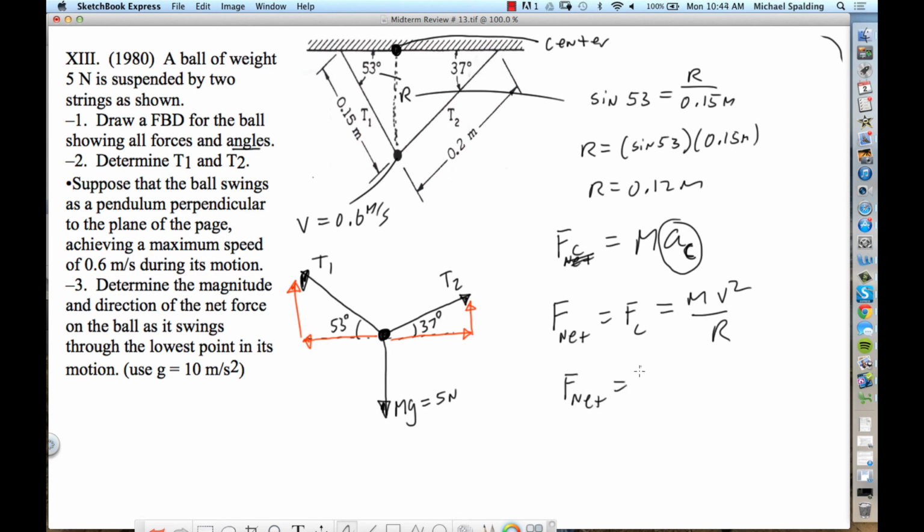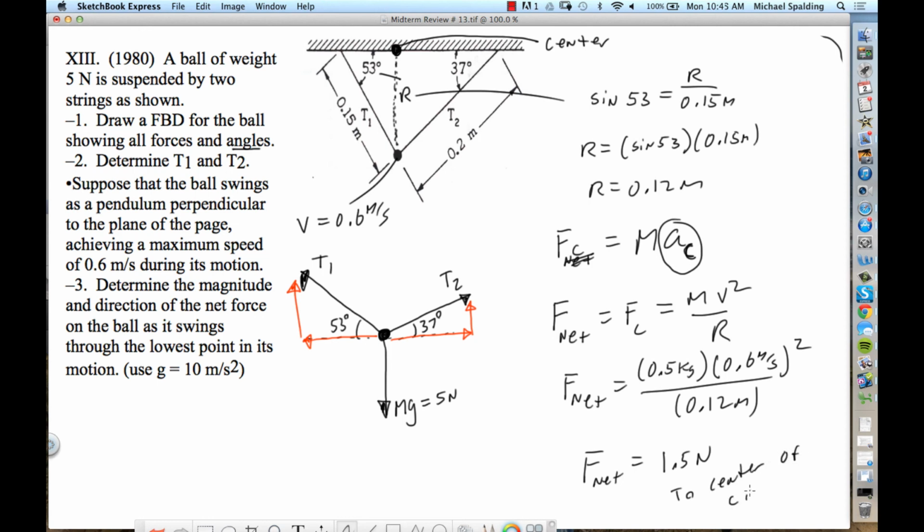So F net: the mass of the ball is 0.5 kilograms. We found that at the beginning. The velocity was given, 0.6. And then you have the radius. This gives a net force of 1.5 newtons, directed to the center of the circular path.